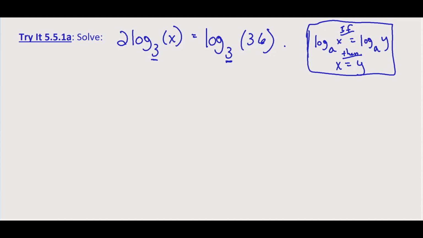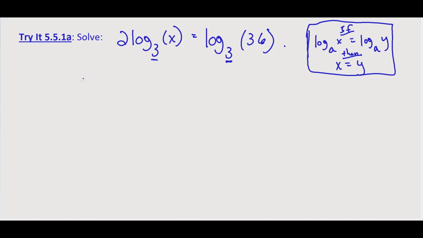So how can we make this work? On this right hand side, we have log base 3 of 36, so we can leave that alone for now. We already have log base 3 of one entity. On the left hand side, we have 2 times log base 3 of x. So we need to get rid of this 2 from in front of the log. How might we do that? We can use the power property.